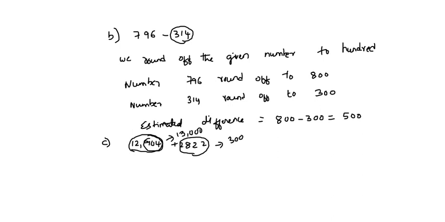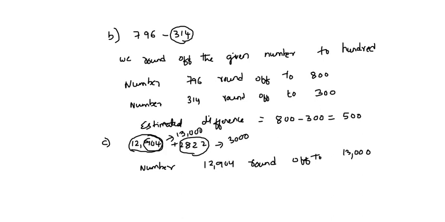So 2,822 lies between 2,000 and 3,000. In between we have the number 2,822. Now we have to make the estimation. As we did in the previous ones, in the same way we have to write the statements. Now the number 12,904 rounds off to how much? 13,000. Rounds off to 13,000.